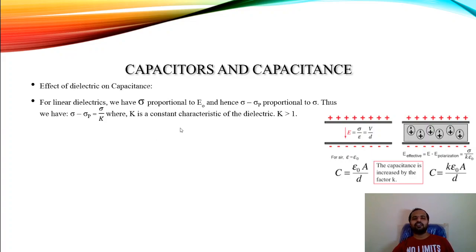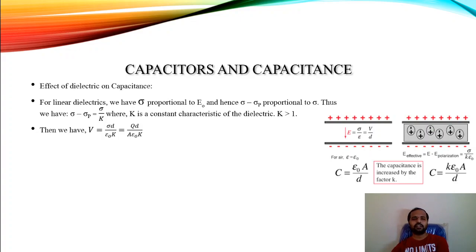Now this k is a constant characteristic of the dielectric, representing the properties of a dielectric medium. It is evident that k will always be greater than 1, that is, the dielectric constant k is greater than 1. And for the air medium, k will be equal to 1. So from this we can see that the equation actually changes.